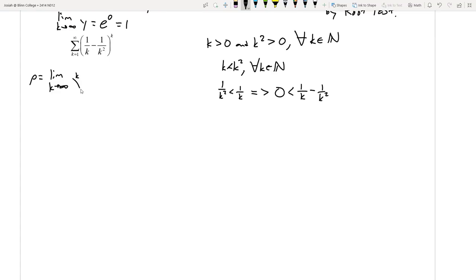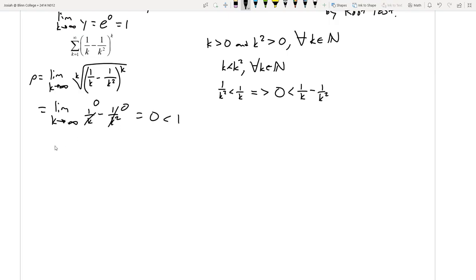So we got the kth root of 1 over k minus 1 over k squared, to the k. Those cancel. We get the limit as k tends to infinity of 1 over k minus 1 over k squared. Both of these guys end up as 0. We get 0. That's less than 1. Therefore, our series here, k equals 1 to infinity of 1 over k minus 1 over k squared, converges by root test.